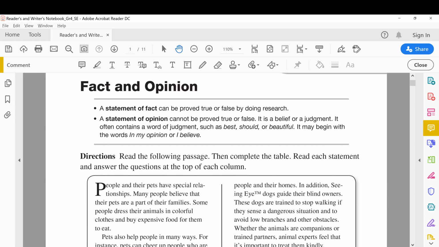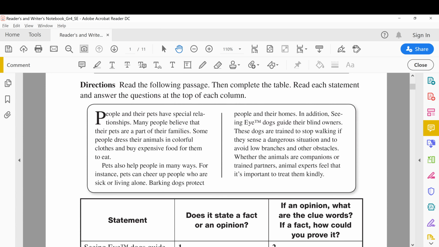All right? The second bulletin, a statement of opinion cannot be proved true or false. It cannot be proved. Here, can be proved. Here, cannot be proved, true or false. It is a belief or a judgment, something just you judge it or you believe in it. It often contains a word of judgment such as best, should, beautiful, etc. It may begin with words in my opinion, I believe, or I think, etc. So those are the differences between opinion and facts.